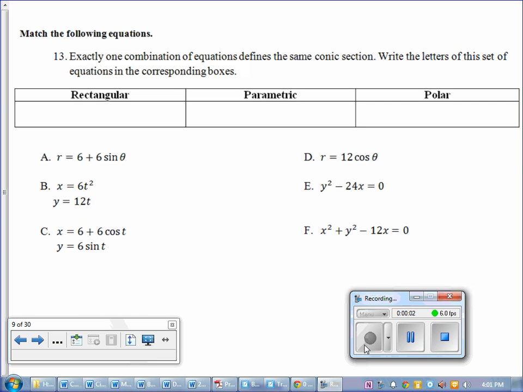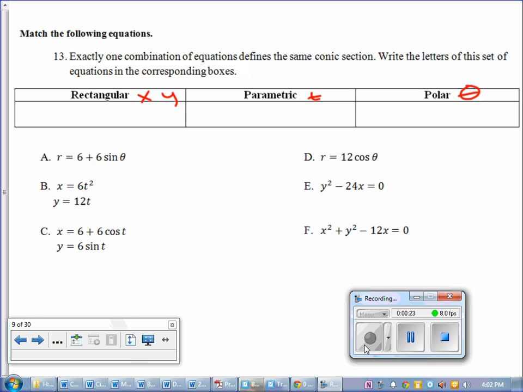In number 13, you're going to be given 6 different equations, and you have to find a rectangular equation. That means that it uses only x and y. A parametric equation, that's the type that uses t. And a polar equation, that's the type that uses theta, that all make the same graph. So first let's go through and think about what each of these equations are.